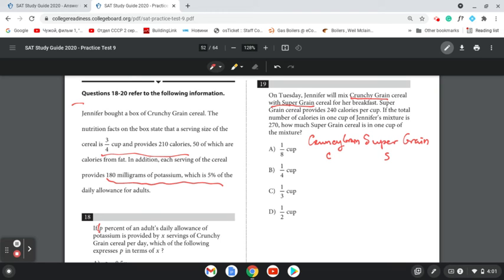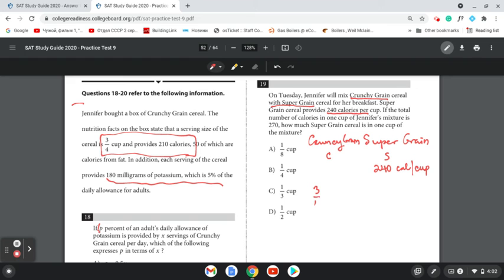So I have information about the total calories and I have the information about the total amount, 1 cup. What I don't know is super grain cereal, I know it provides 240 calories per cup. I don't know how many calories per cup crunchy grain provides. I do have that information from the beginning. 3/4 of a cup is 210 calories.